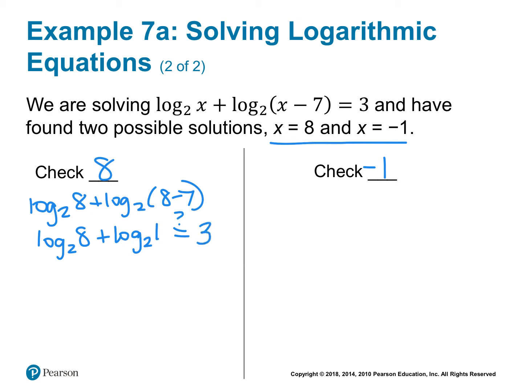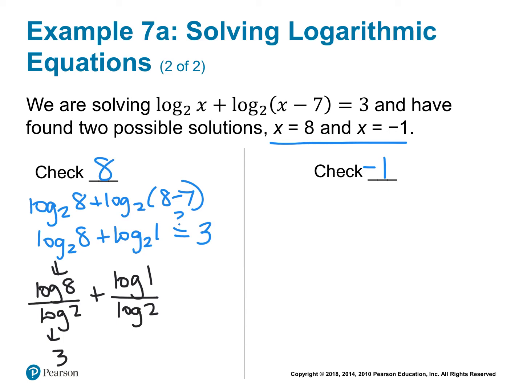In our last lesson, we talked about how you could plug this into your calculator. One way would be to write this as log of 8 divided by the log of 2. You're going to end up getting the number 3. Then plus the log of 1 divided by the log of 2. That's going to give you 0, which does equal 3. So this one does check out.